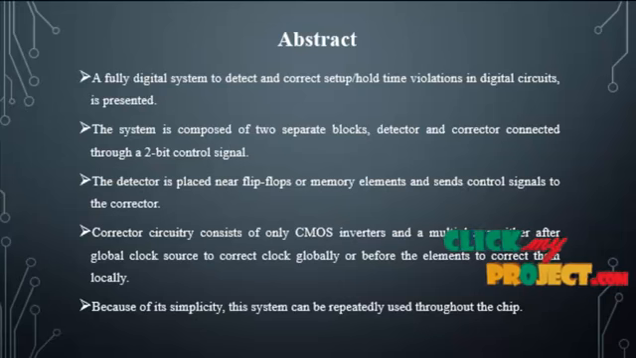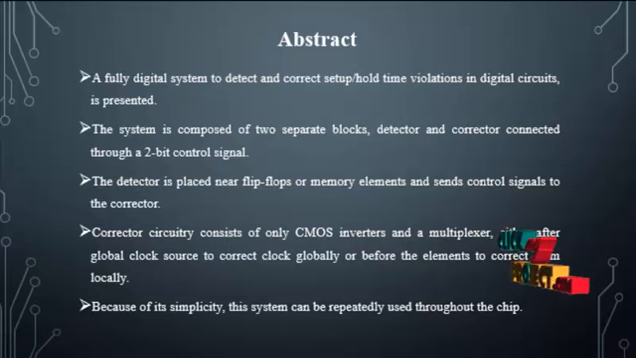Now we are going to discuss the abstract of our product. In this work, a fully digital system to detect and correct setup and hold time violations in digital circuits is presented. The proposed system benefits from a simple, low power, small area and easy to modify design.